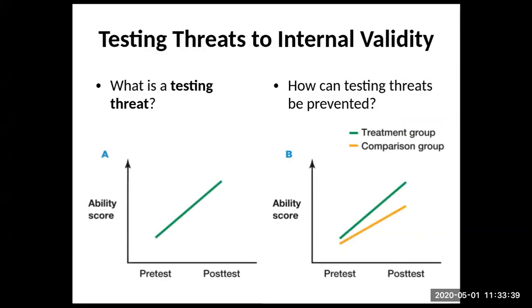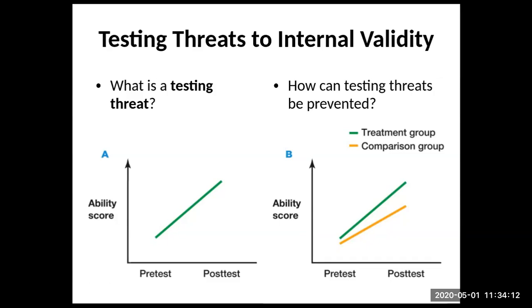Testing threats. Again, testing threats would be exposure to the same tests more than once could cause their scores to go up. How do we mitigate this? We add a control group or comparison group. So here we're looking at an ability score on a math test or an anagram test or something like that. So at pre-test, they're fairly low, and at post-test, they're a lot higher. Could this be because they simply took the same version of the test and just remembered the answers? For a lot of people, that would be yes.